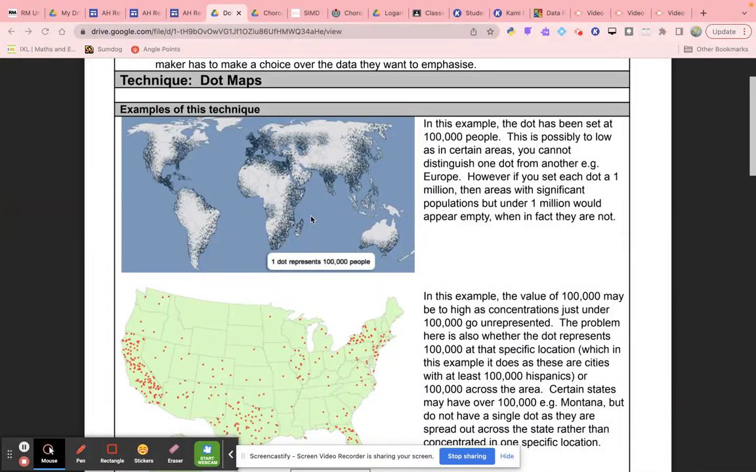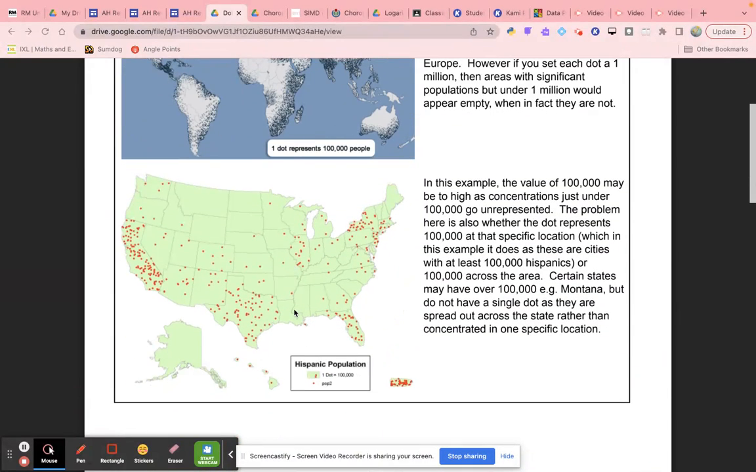Now, a dot map is actually quite a straightforward technique. It's where one dot on your map, for example, the one I'm pointing to here, represents a predetermined value. So in this world population map, a single dot will represent 100,000 people. Here on this map, we can see a red dot representing 100,000 Hispanic people.